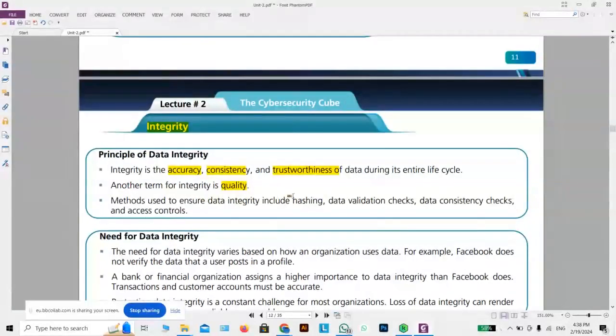So how do we apply integrity? We apply it through hashing, data validation checks, data consistency checks, and data access controls. Just like in confidentiality, we apply access control here too. We also apply hashing, and for confidentiality we apply encryption.